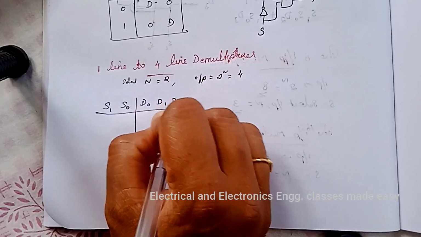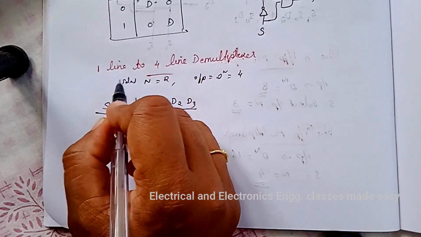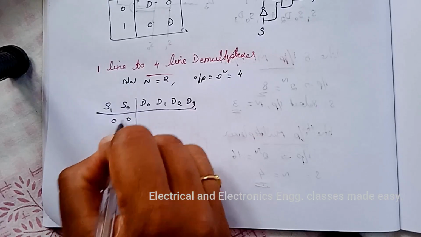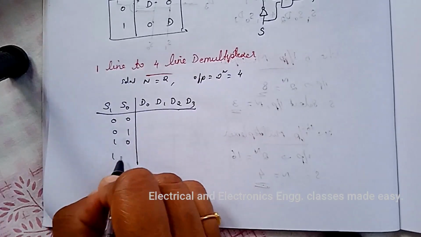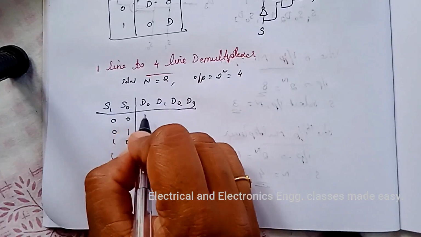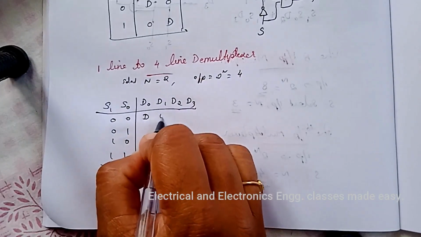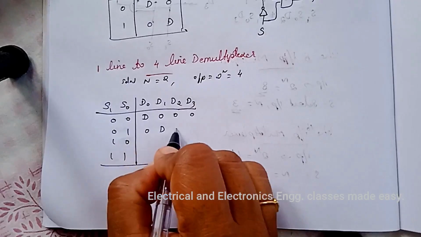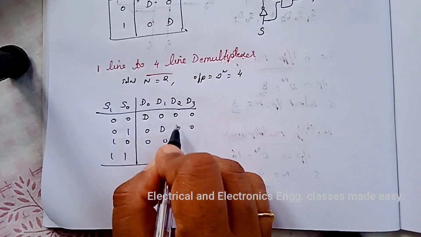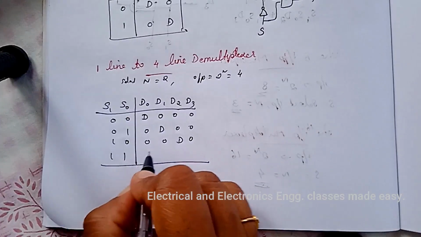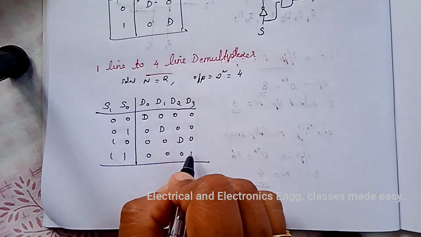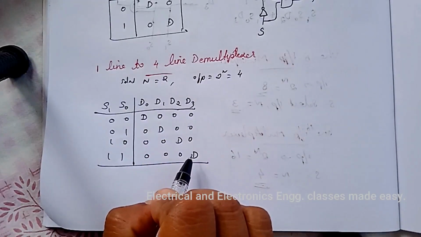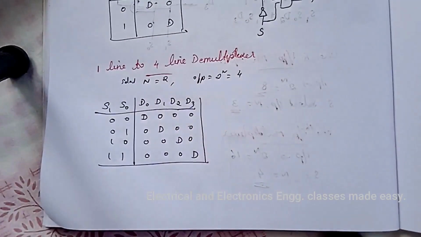D0, D1, D2, D3, and the data input is D, and the select input combinations are 0 0, 0 1, 1 0, 1 1. So first one will be D here, then all others 0. Then in the second case D1 will be activated, third case D2 will be activated, and in the fourth case D3. So the data will be passed through the fourth gate, and we can draw the logic diagram.